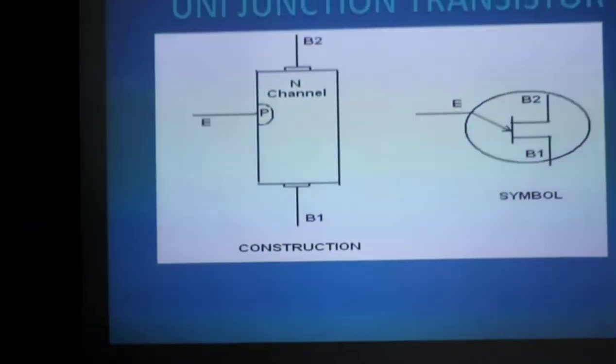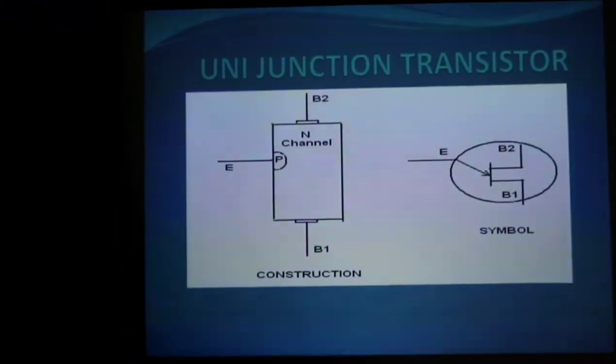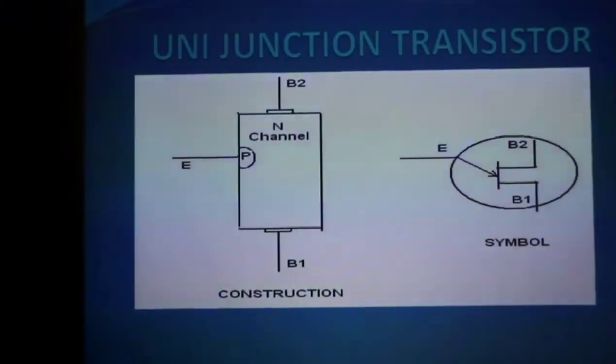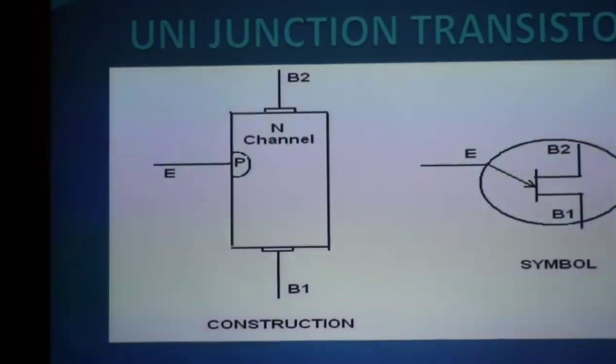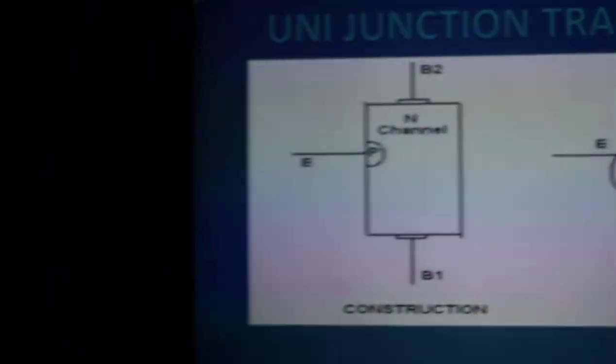Here, base 1 and base 2 are the base terminals, and emitter is the emitter terminal. Totally 3 terminals and 1 p-n junction.